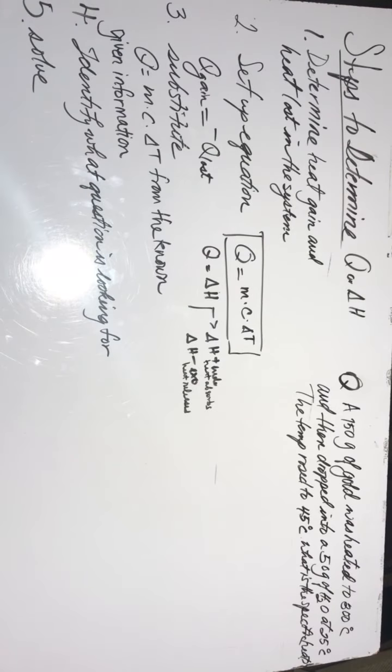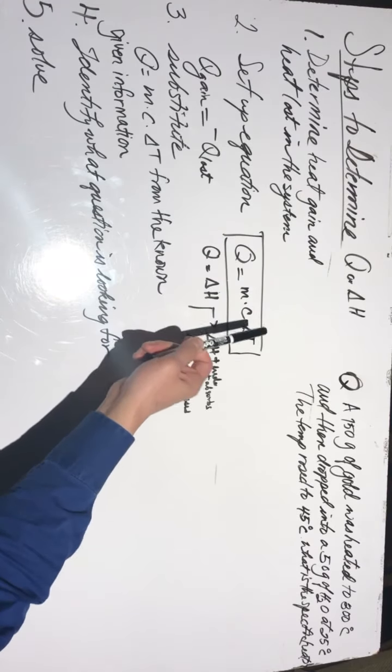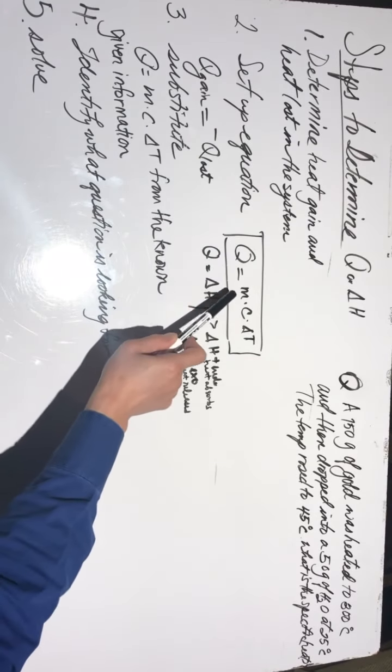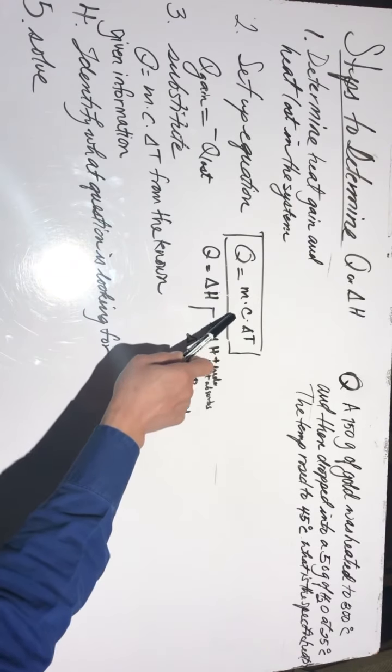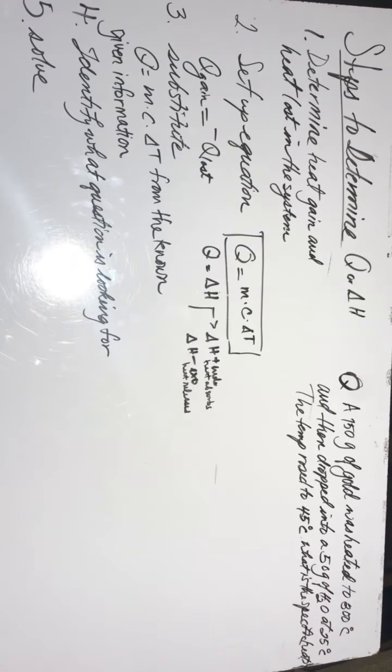Steps to determine the amount of heat or enthalpy. So first, we're going to have to determine heat gain and heat loss in the system. Second, you have to set up the equation, just like what we did, which is heat is equal to m times c times delta T. Basically, if you need to calculate the amount of heat, you must be able to utilize the mass, specific heat, and change of temperature. Heat and enthalpy are the same because it's heat release or heat gain.